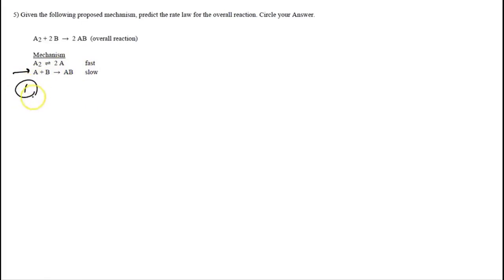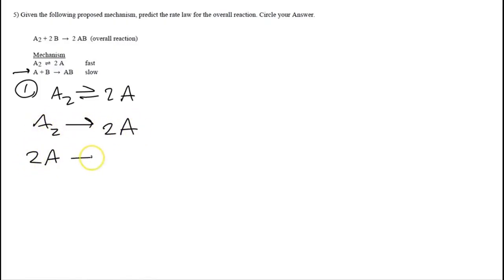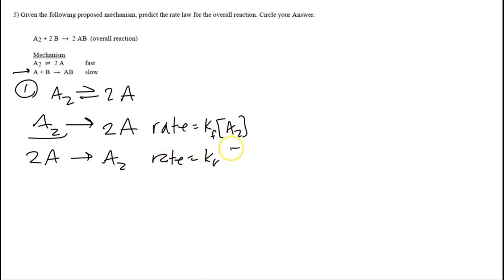So for the first one, we have A2 in equilibrium to 2A. The forward reaction is A2 going to 2A. The reverse reaction is 2A going to A2. And so we can have a rate equal to K, A2, based on this reactant. You can also write K forward if you like. And then rate is equal to K reverse, which is going to be A squared.